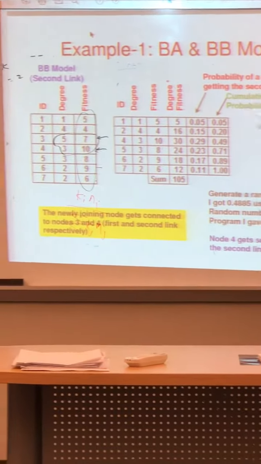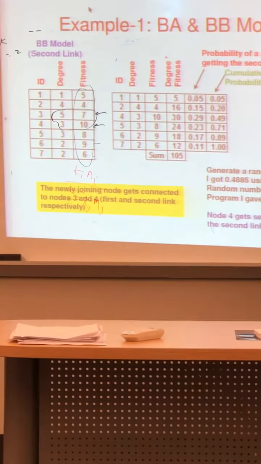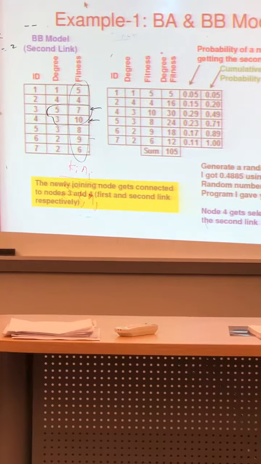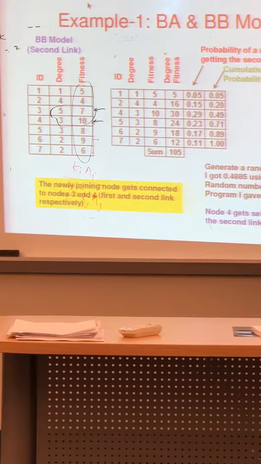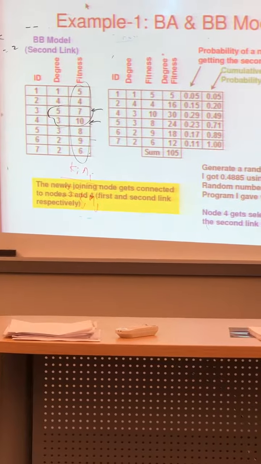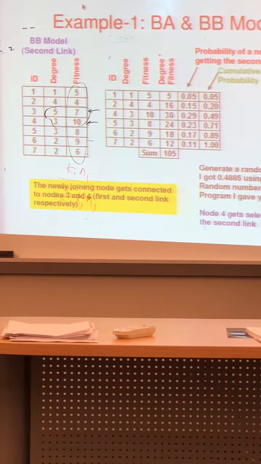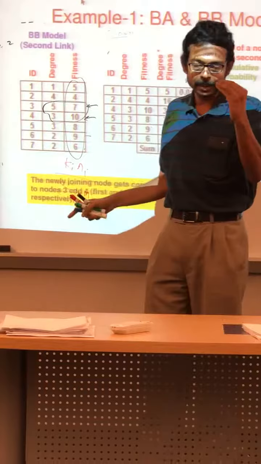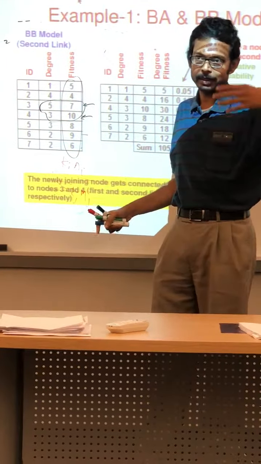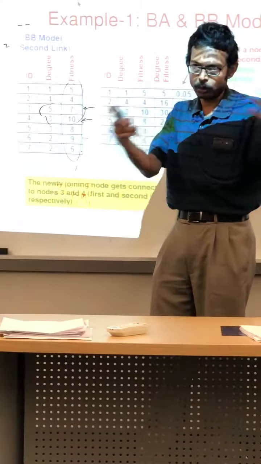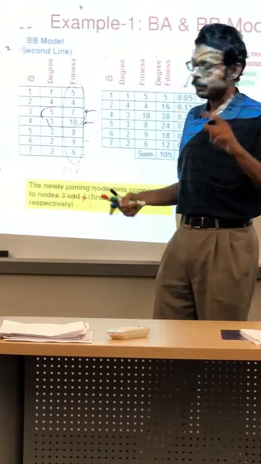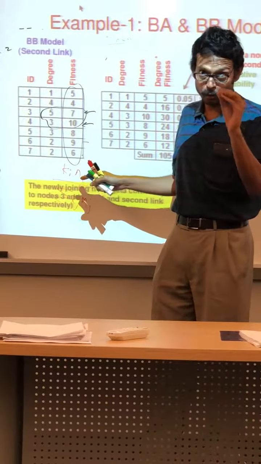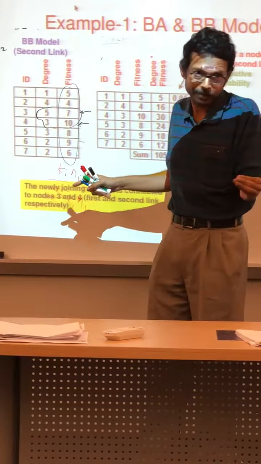So try to come up with numbers like this on your own. You can also try. The only difference between the BA and BB models is that here there is multiplication of degree and fitness, and that plays a role. You see, degree is a network dependent metric because it changes as the network grows and so on. And remember that the fitness doesn't change. Once a node joins, its fitness remains the same.